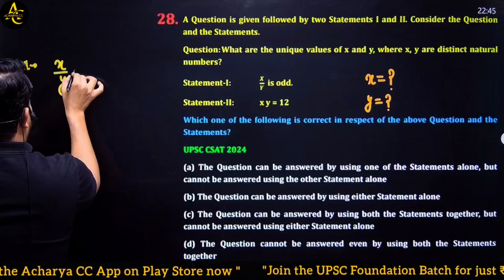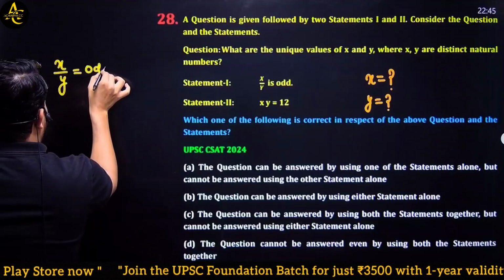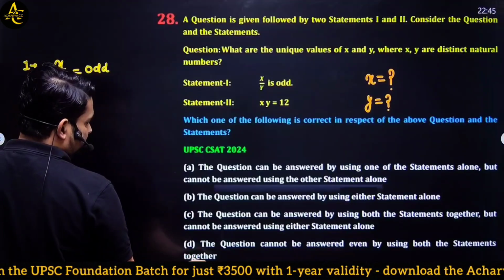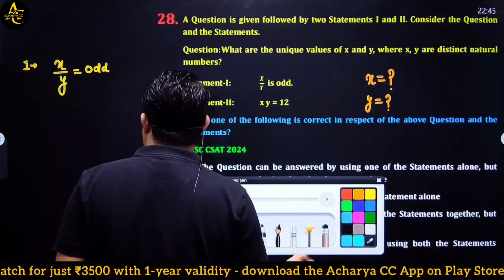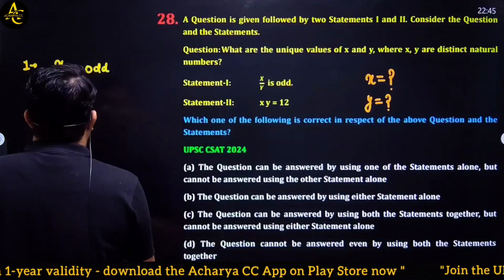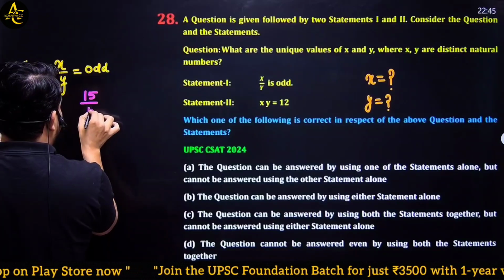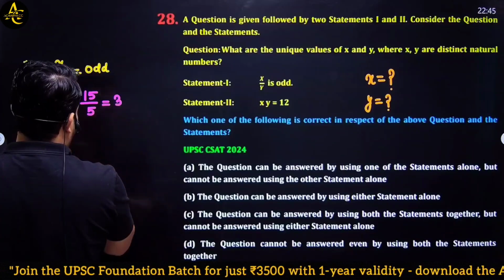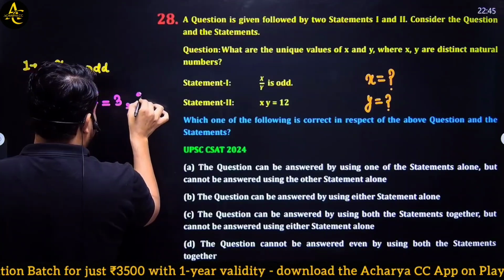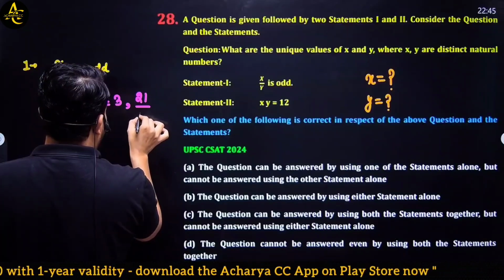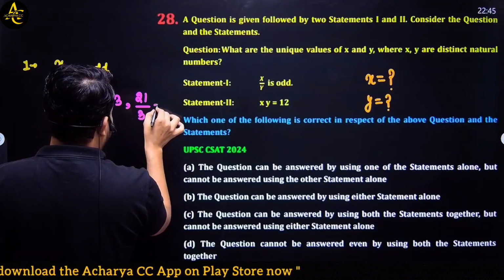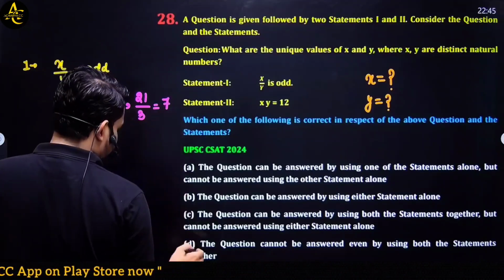I have numerous values of x and y which will give me an odd number when I divide x by y. See, if I put x equal to 15 and y equal to 5, I will get 3, which is an odd number. If I take x equal to 21 and y equal to 3, I will get 7, which is also an odd number.